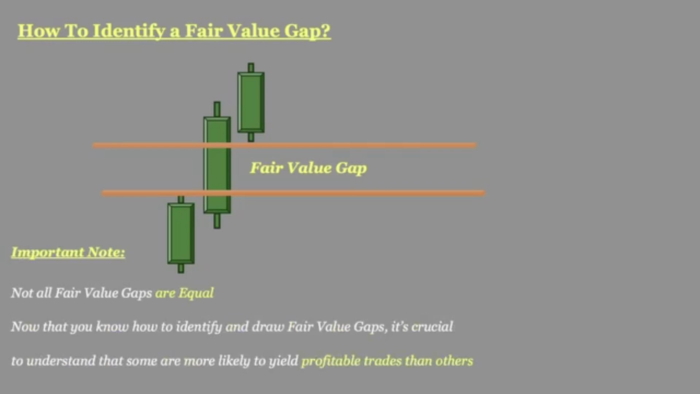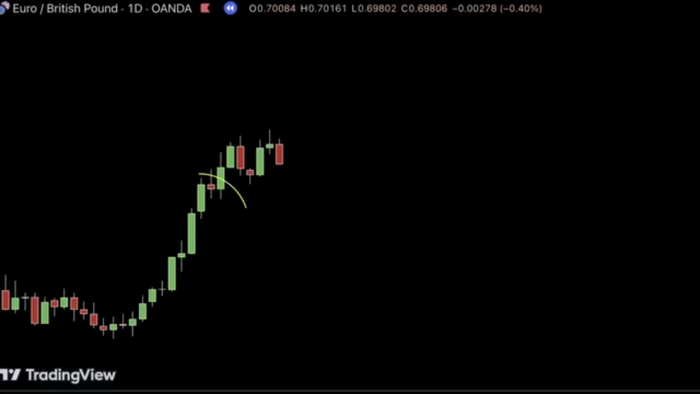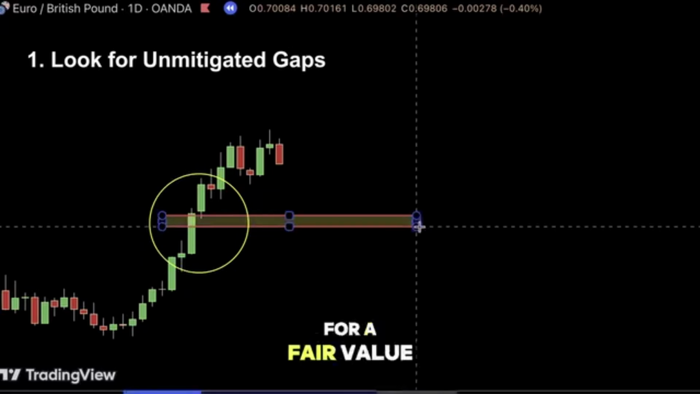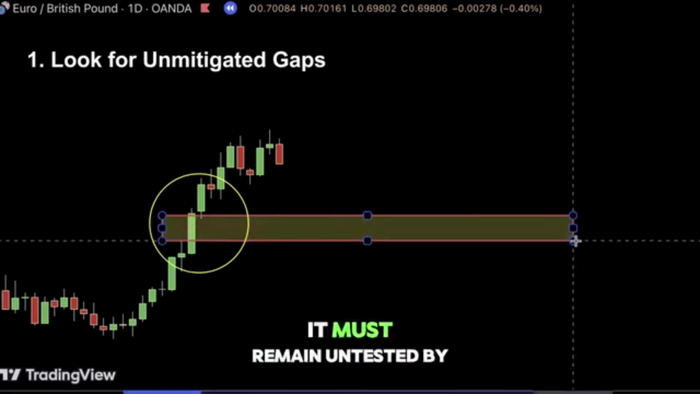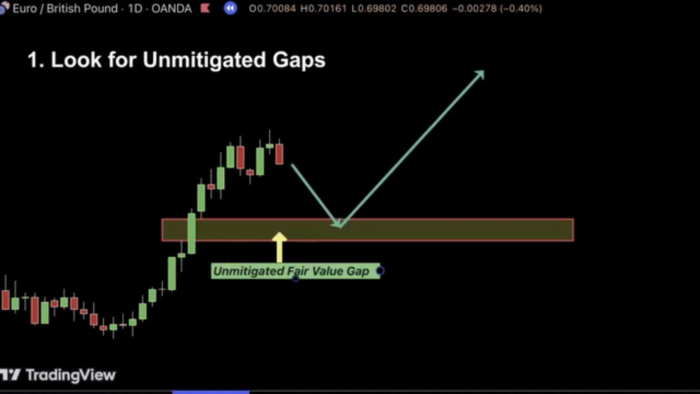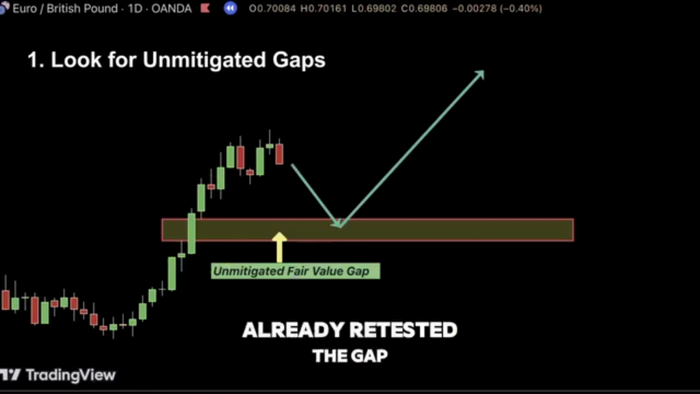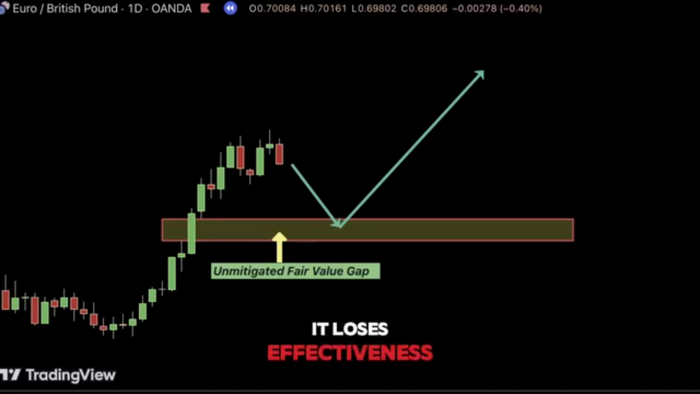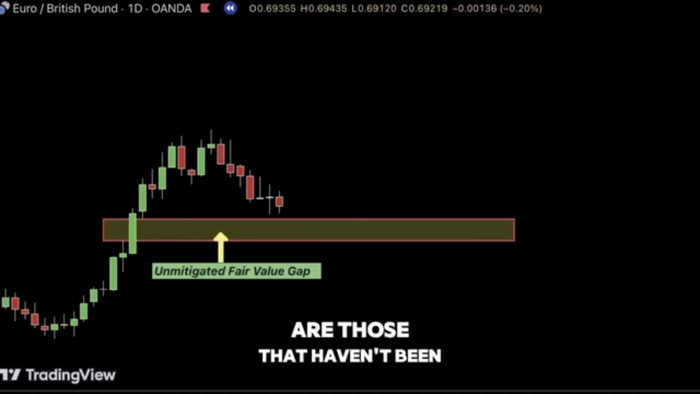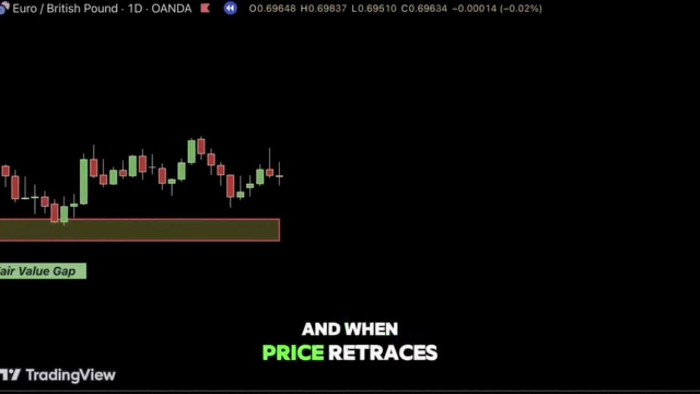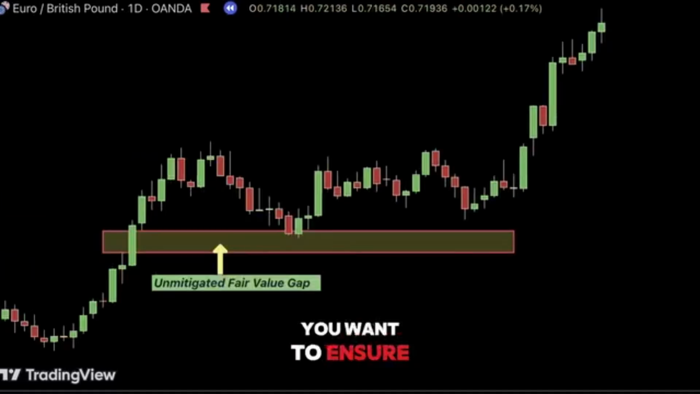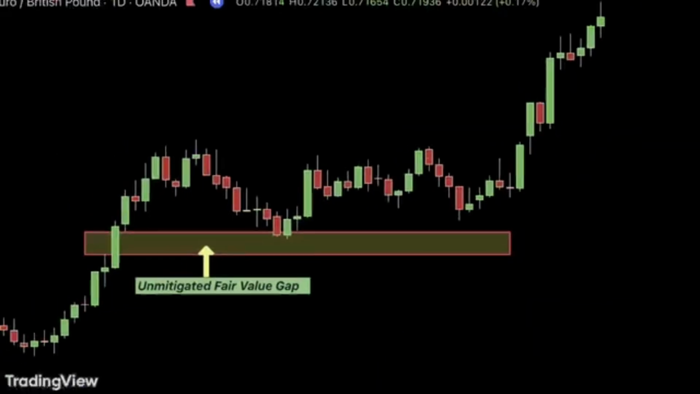Now that you know how to identify and draw fair value gaps, it's crucial to understand that some are more likely to yield profitable trades than others. Here are 5 techniques I use to pinpoint the most promising gaps. Look for unmitigated gaps. For a fair value gap to have high potential, it must remain untested by price action. In other words, if the price has already retested the gap, it loses effectiveness. The best fair value gaps are those that haven't been touched yet, and when price retraces for the first time, you want to ensure it doesn't break below the gap.